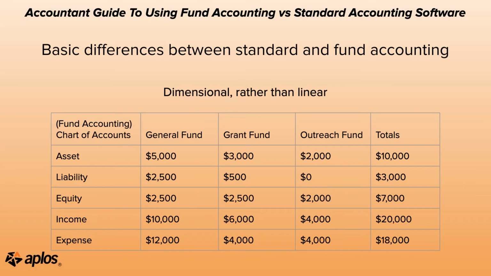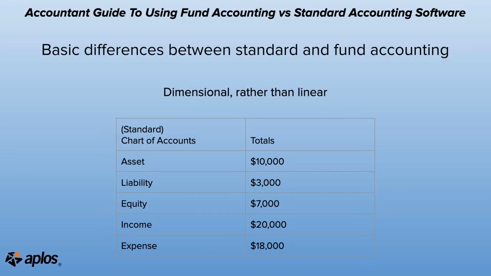So back to this one. In the standard chart of accounts, you would have the top three lines here: asset, liability, and equity. That's your balance sheet. So you would see, what's my asset total? 10,000. My liability total is 3. So then my equity is 7. Assets minus liabilities equals equity. For my income statement, I received 20,000 and I've spent 18. So I would have a net income of 2,000.